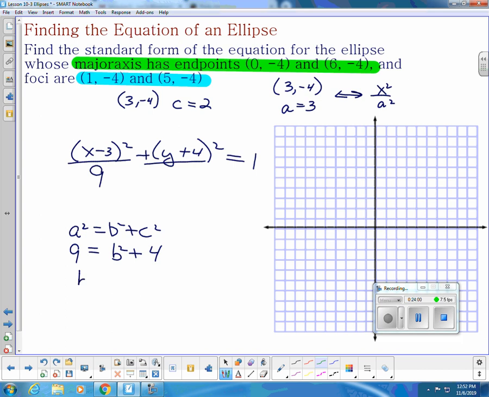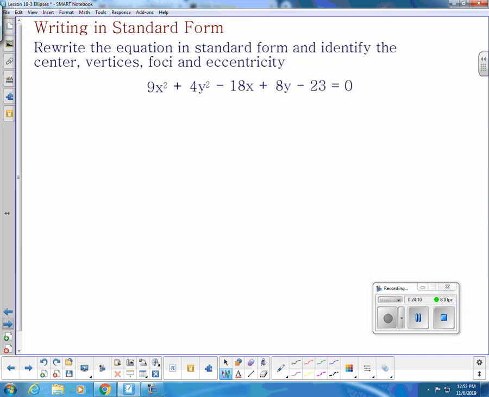So b squared equals 5. Remember, b squared and a squared are what's in the equation. Quick enough. All right, so, writing in standard form.